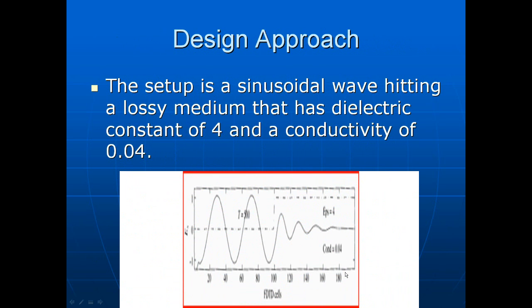Well, the setup of it as far as the coding was really not that complex, so there's really not a lot as far as explaining or demonstrating anything as far as code goes, but pretty much the output is what you see here as far as my grid is concerned. Basically, the setup is a sinusoidal wave that's hitting a lossy medium that has a dielectric constant of about 4 and a conductivity of 0.04, where the EX model is modeled within the code itself.